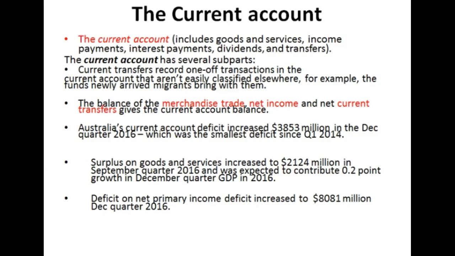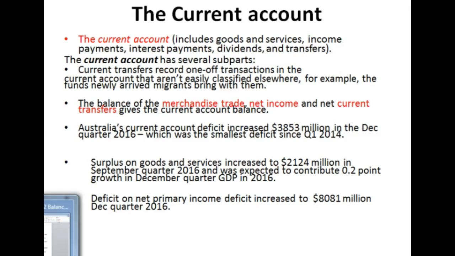In the current account, we have seen that there was a surplus on the goods and services account, which increased to 2,124 million Australian dollars in the September quarter of 2016, and which was expected to contribute 0.2 percentage points of growth in the December quarter GDP in Australia. However, a deficit was recorded in the net primary income account, which increased to $8,081 million in the December quarter of 2016.